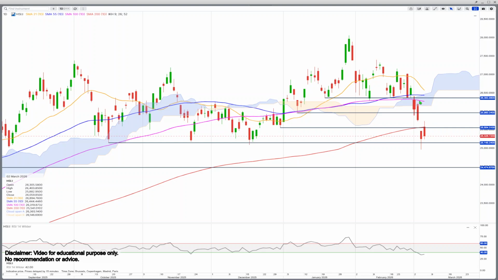But we can see here the 100 and the 55 moving averages are turning around now. So don't expect a bullish trend anytime soon to resume. It needs to get back above the cloud at least, and preferably above 27,000. For now, the pressure is to the downside.